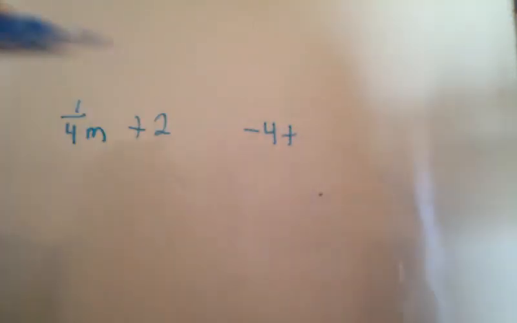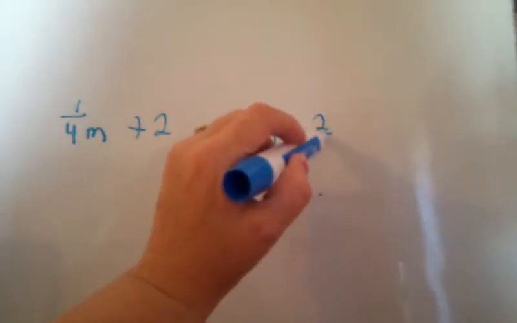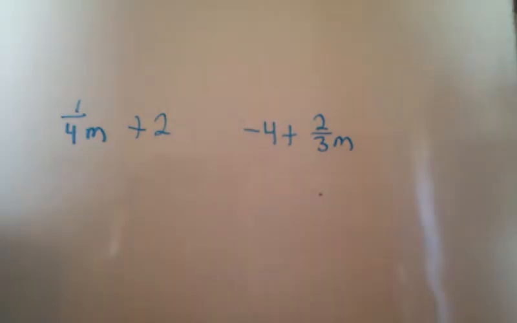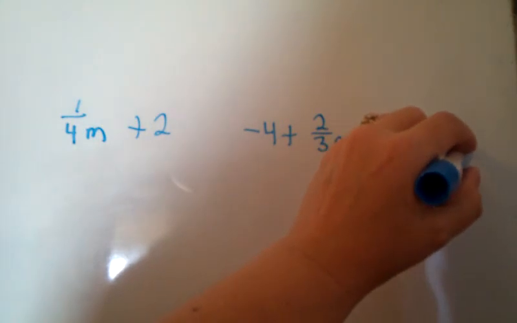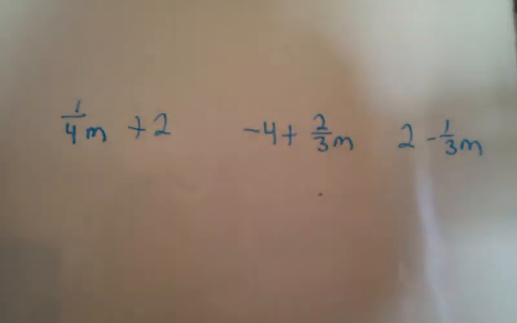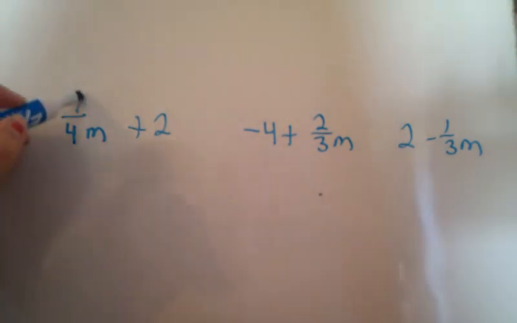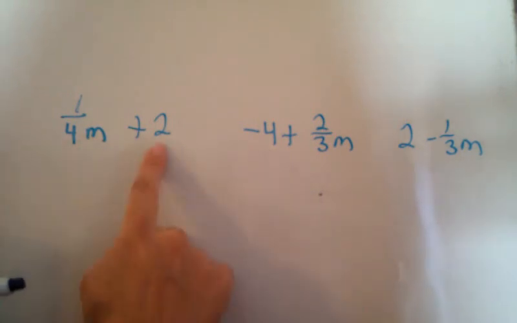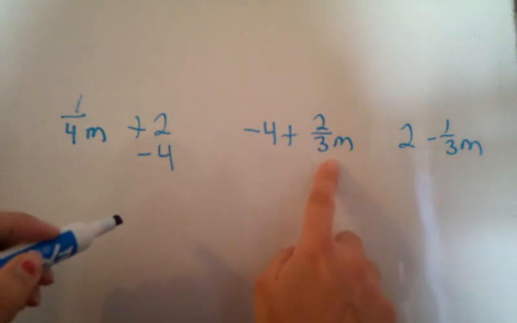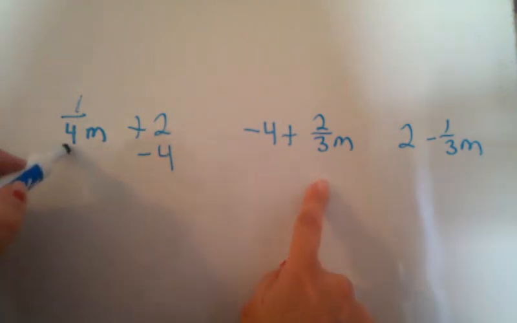Okay, let's see how we did. We have 1/4 m plus 2, -4 plus 2/3 m, 2 minus 1/3 m. Okay? Now remember, let's line them up where they go. Alright? This doesn't have a letter after it, so which one is the like term? You should have put it under the -4. That has an m. This has an m, so I can put it underneath this.